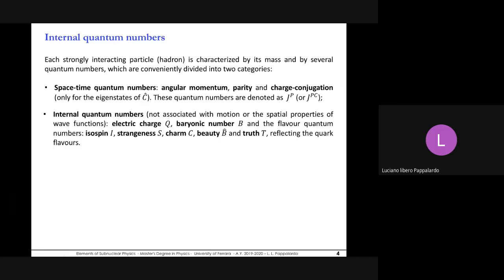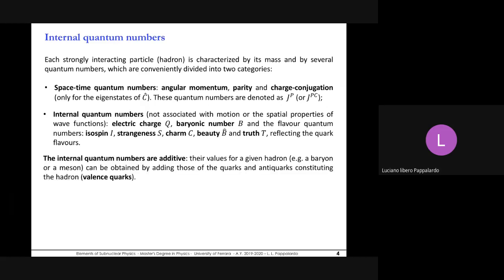And the other category, if you remember, is the internal quantum numbers. So those that are not associated with the motion or with the spatial properties of the wave function. And these are electric charge, baryonic number, and all the flavor quantum numbers, that is the spin, isospin, strangeness, charm, beauty, and truth, as we will study next, okay, which reflect the flavors of the quarks.